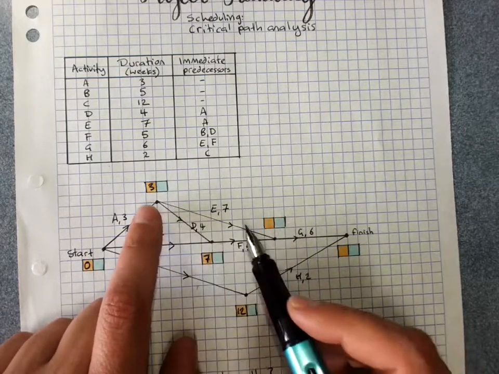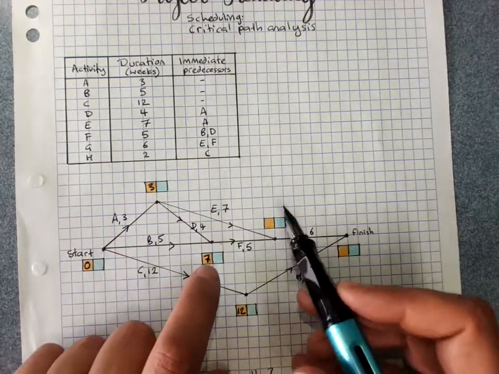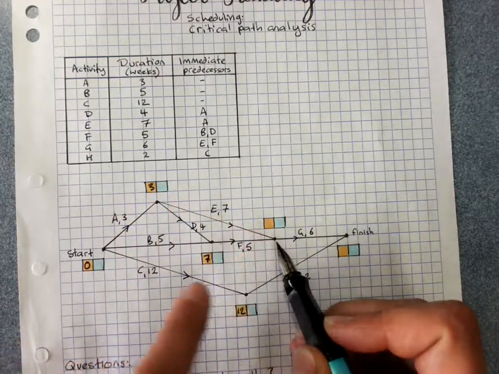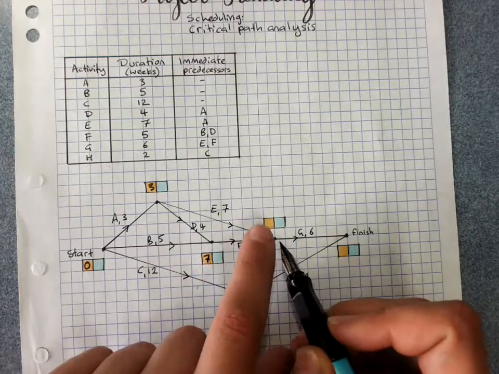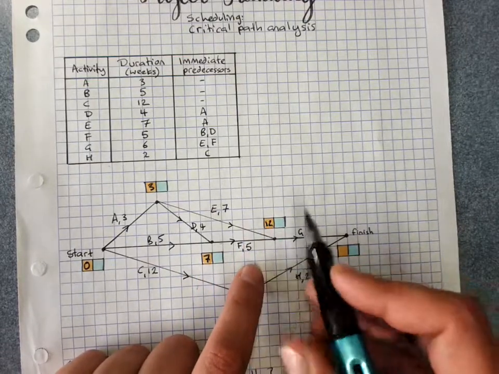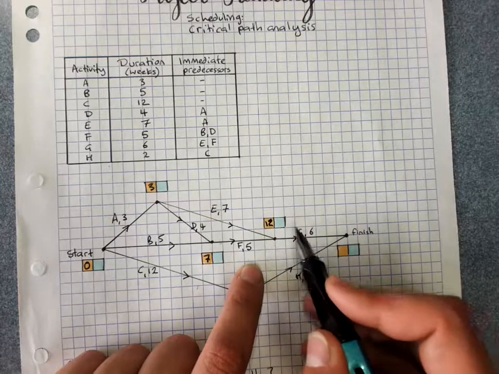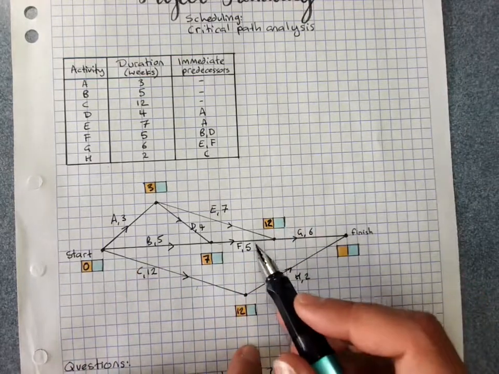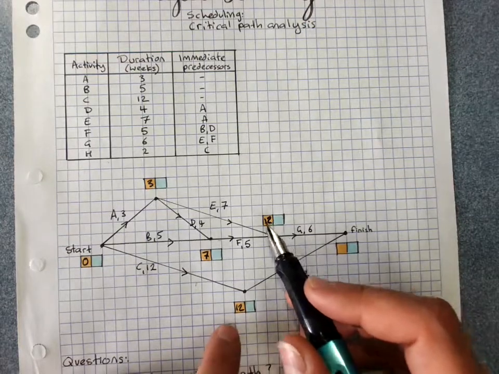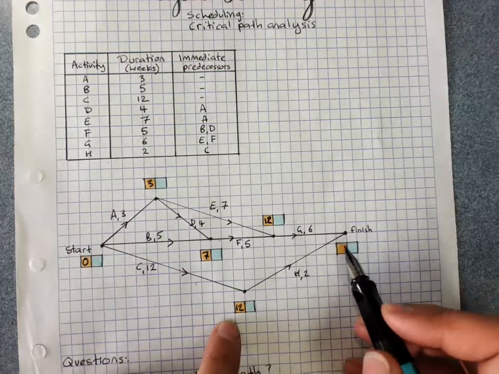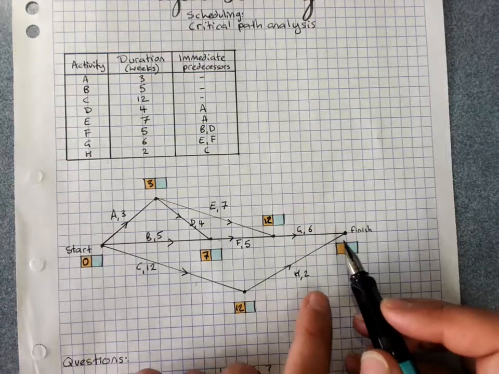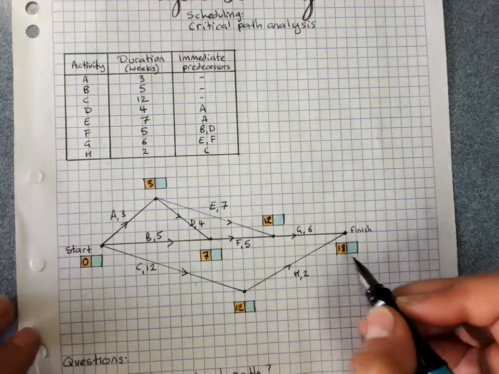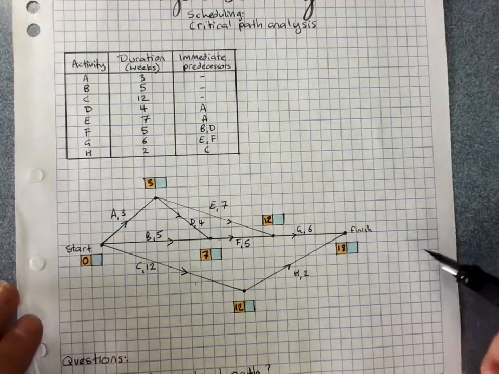Again, I've got 2 paths here to get to this vertex. 3 plus 7 is 10. 7 plus 5 is 12. So 12 weeks is the earliest that I can start G. So we take the largest possible number going on. And then 12 weeks plus 6 weeks is 18. 12 plus 2 is 14. We take the largest one, which is 18. So our project will take 18 weeks if there's no delays.